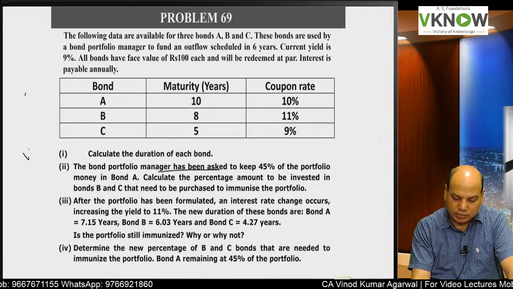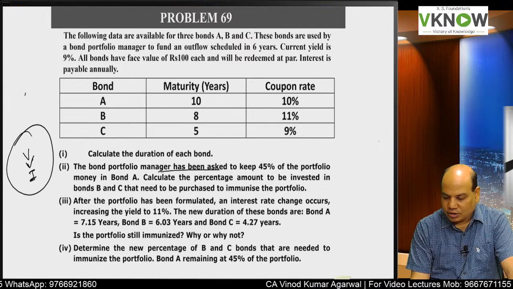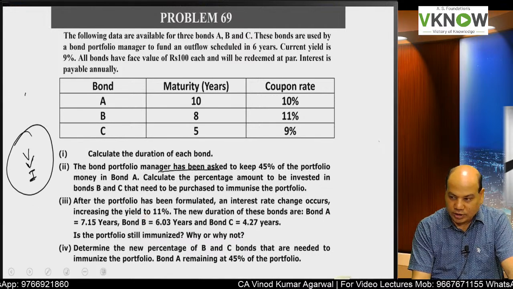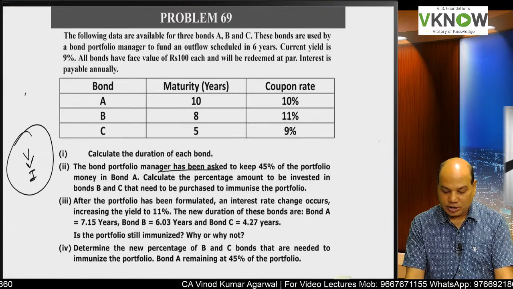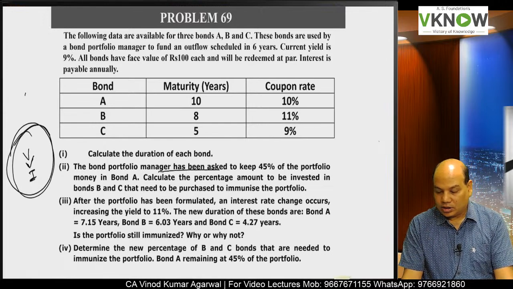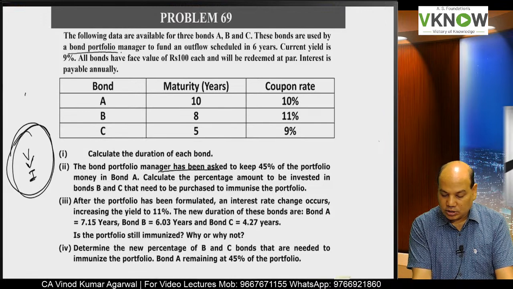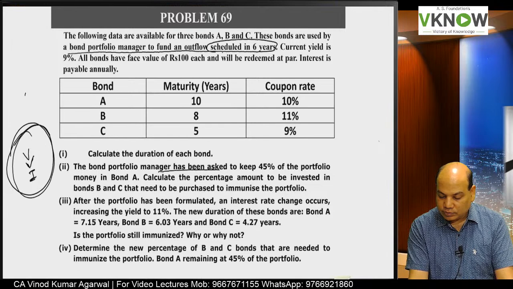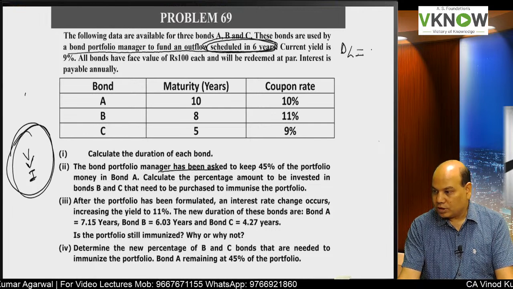Another question, write down, very, very important. Question number 69. Taken from your November 2018 exam, and this question is likely to be repeated in the exam. Very, very important. Tick mark. Trust me. The following data are available for 3 bonds A, B, C. These bonds are used by a bond portfolio manager to fund an outflow scheduled in 6 years. So what is the duration of liability? Duration of liability is how many years? Come on. 6 years.